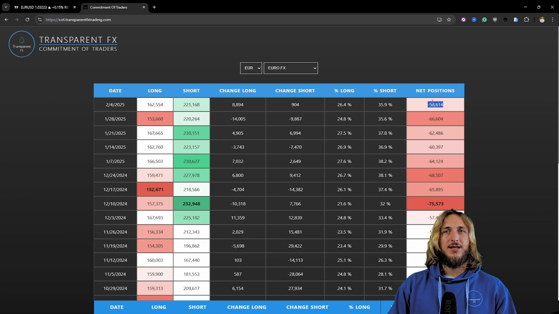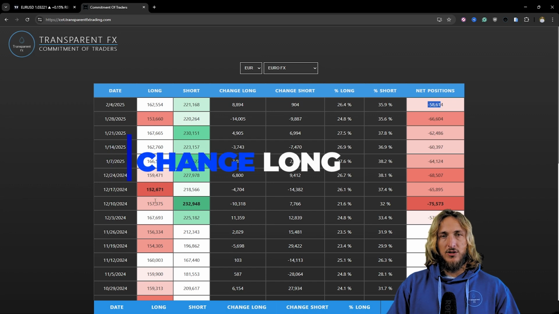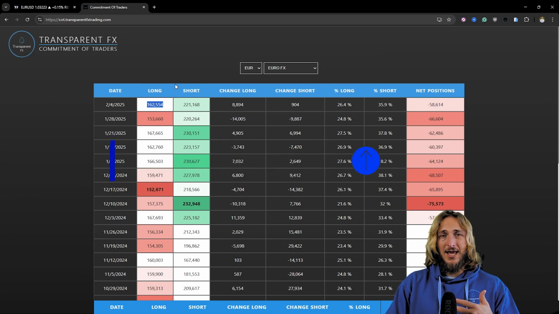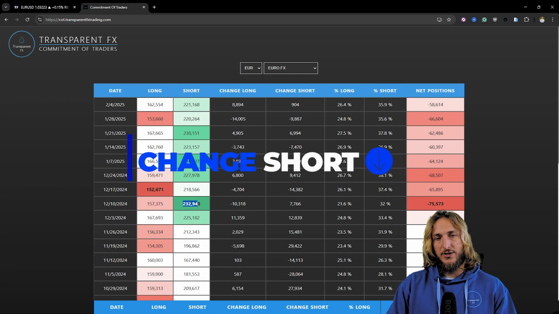And actually, if we look at the long term, we can see how net positions have been steadily increasing from minus 75k to minus 58k right now, which shows how essentially institutions have been increasing their longs, which went from 152k to 162k, and shorts got decreased from 232k to 221k.